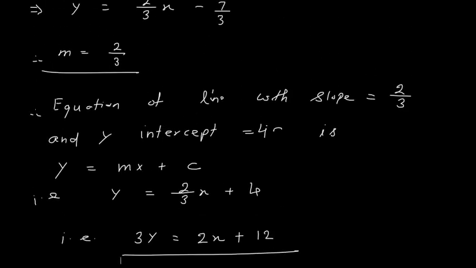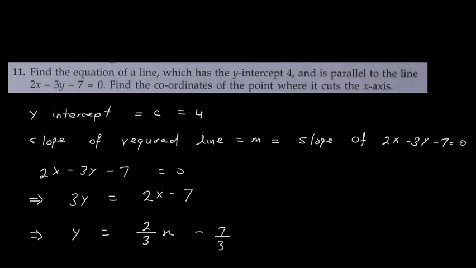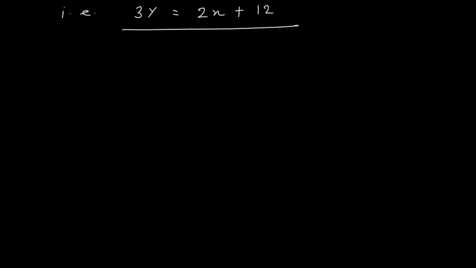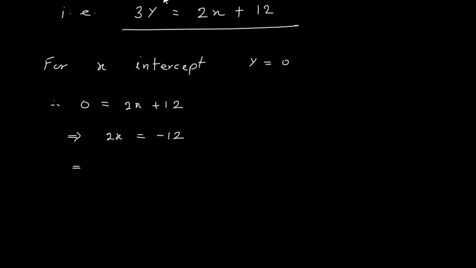Okay, now the second part is to find the coordinate of the point where it cuts the x-axis. So that is the x-intercept. For the x-intercept what we do is put y equal to 0. So I have 0 is equal to 2x plus 12. This implies 2x is minus 12. This implies x is minus 12 divided by 2, which is equal to minus 6.